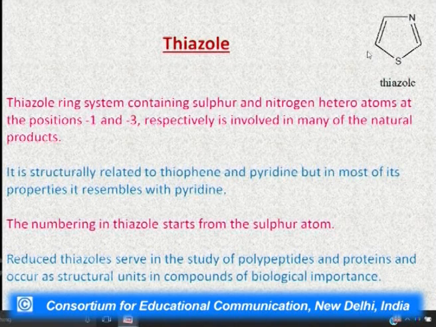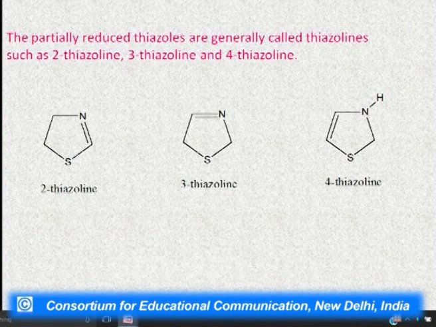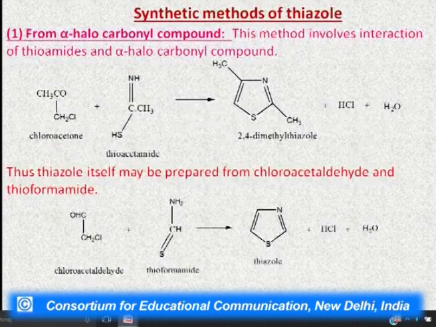The reduced thiazoles serve in the study of polypeptides and proteins and occur as structural units in compounds of many biological importance. These are the 3 reduced thiazoles, the partially reduced isomers of thiazole. One of them is 2-thiazoline, this is a 3-thiazoline, and the last member is a 4-thiazoline. We can also get a fully saturated thiazolidine isomer.